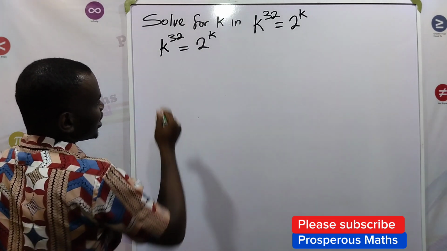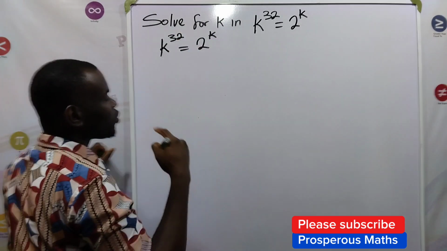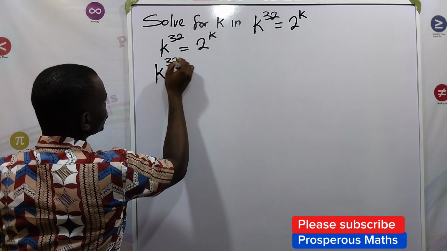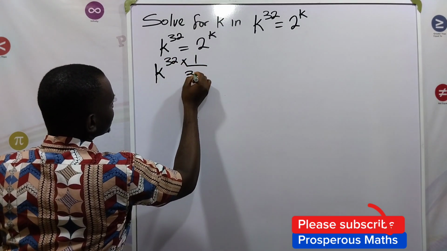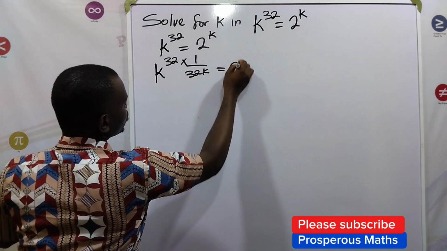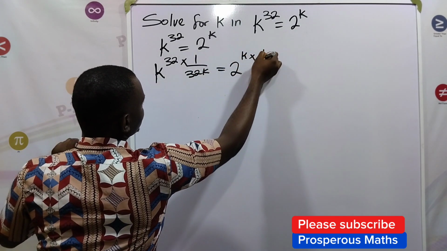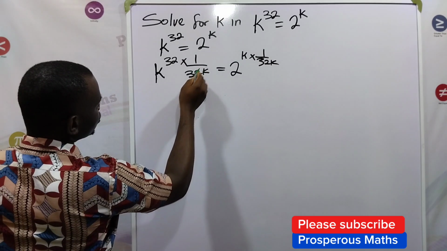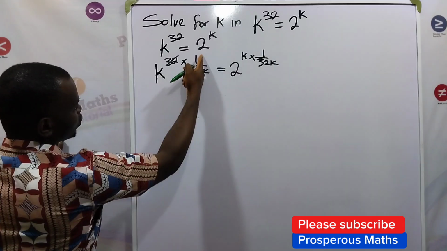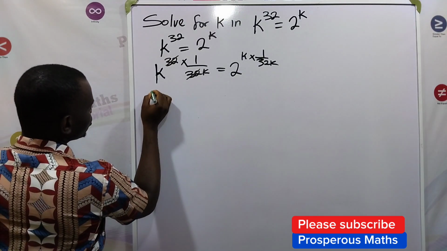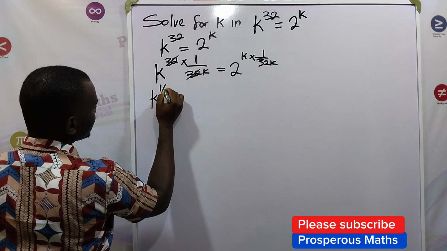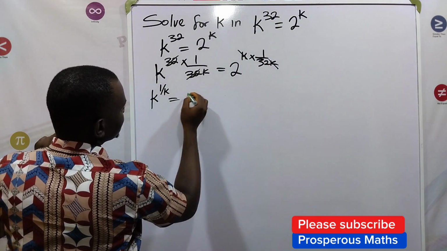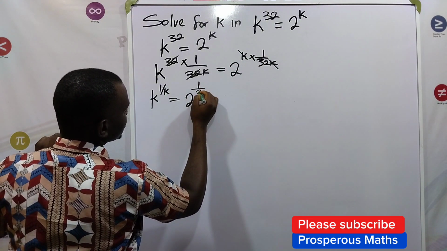To achieve that, I will multiply 32 and k with 1 over 32k. That is k raised to the power 32 times 1 over 32k equals 2 raised to the power of k times 1 over 32k. Now at this point, 32 will cancel out 32. We now have 1 over k as the power of k. So this is k raised to the power of 1 over k equals, k is cancelled out from here. Then I'll have 2 raised to the power of 1 over 32.